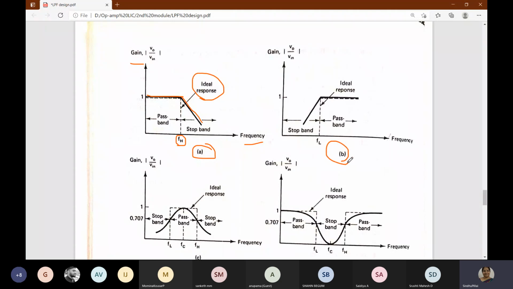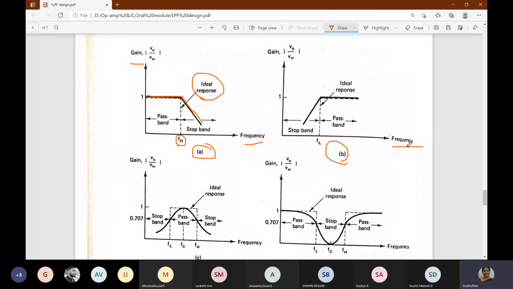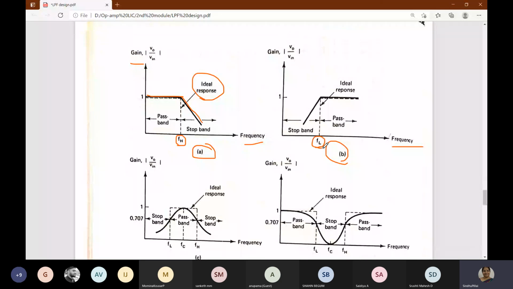Here also the gain versus frequency is written, and the frequency here is FL. Okay, that is the low frequency or low cutoff frequency. What is it? Starting it is stop band, then it is pass band. That means the frequency from 0 to FL will be completely stopped. When the frequency increases beyond FL, it will be passed. Okay, so that is the pass band, and this square that we have is ideal.